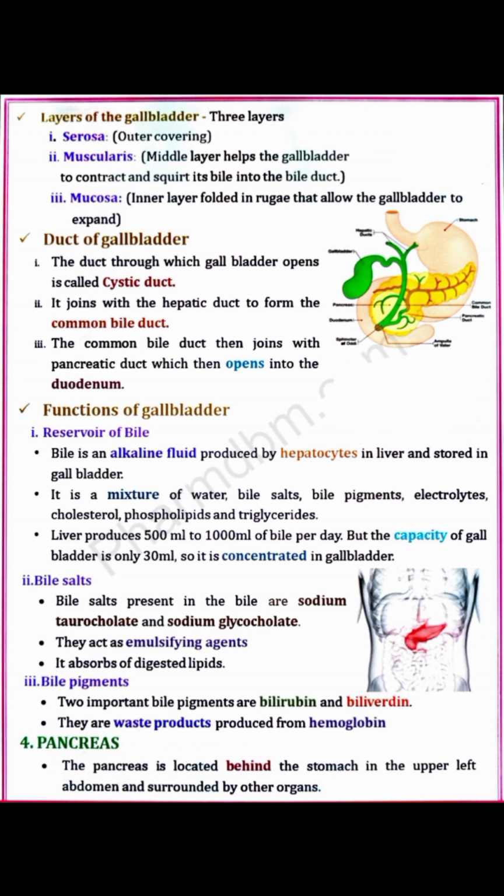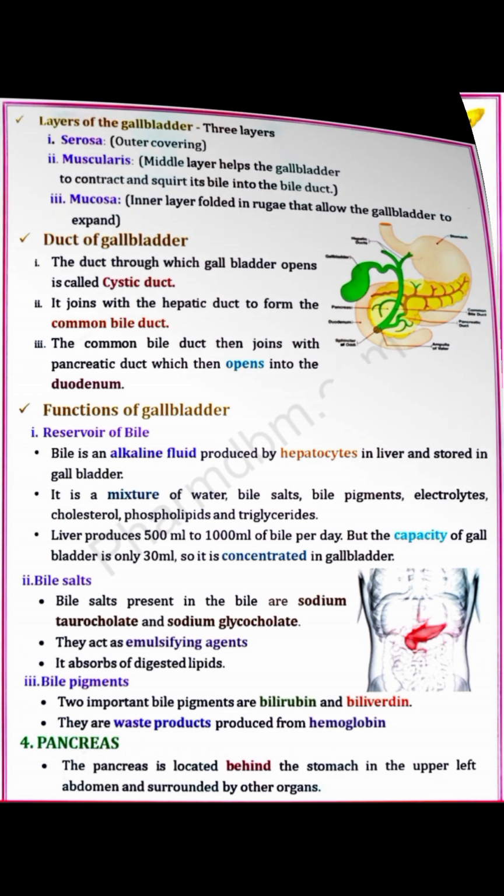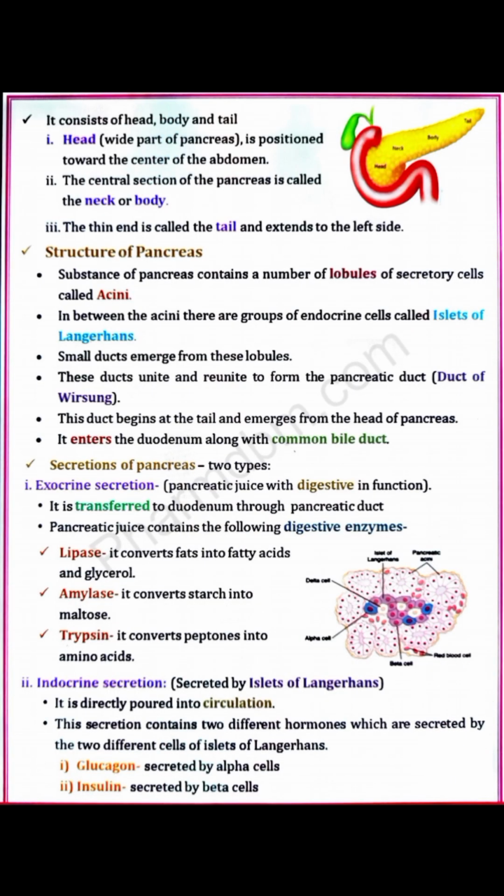Fourth one, pancreas. The pancreas is located behind the stomach in the upper left abdomen and surrounded by other organs. It consists of head, body, tail. Head. It is the wider part of the pancreas. It is positioned toward the center of the abdomen. The central section of the pancreas is called the neck or body. The thin end is called the tail and extends to the left side.